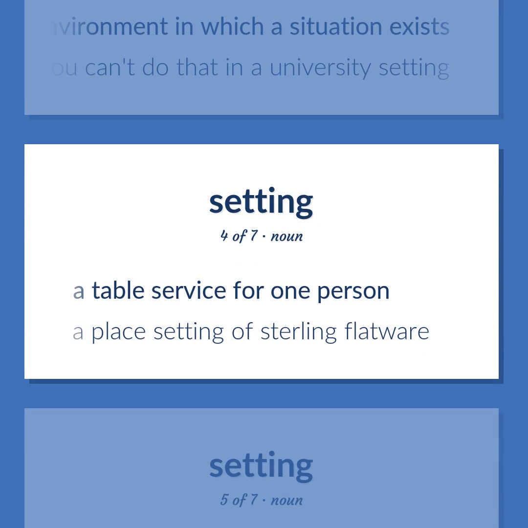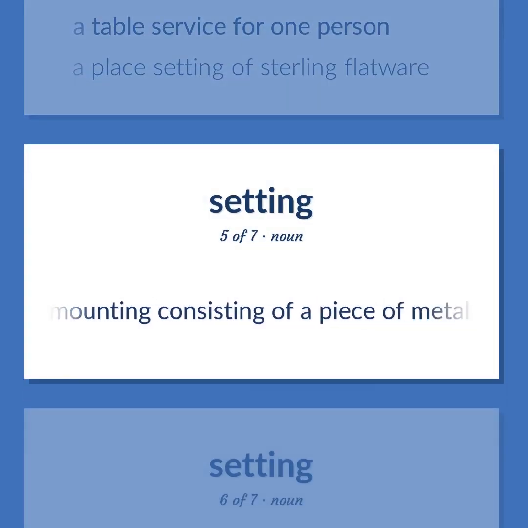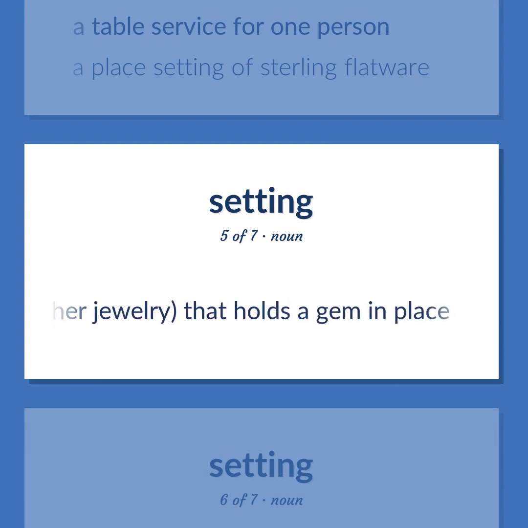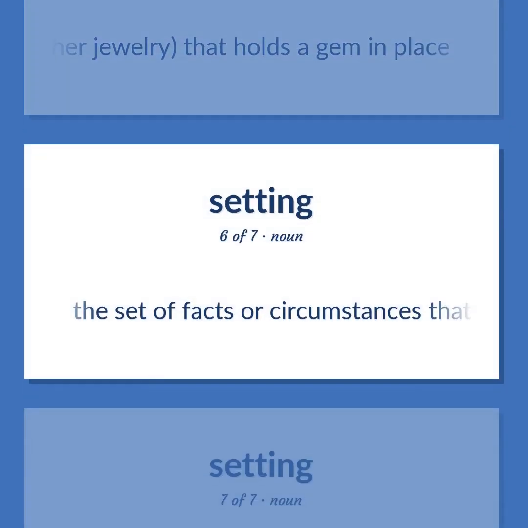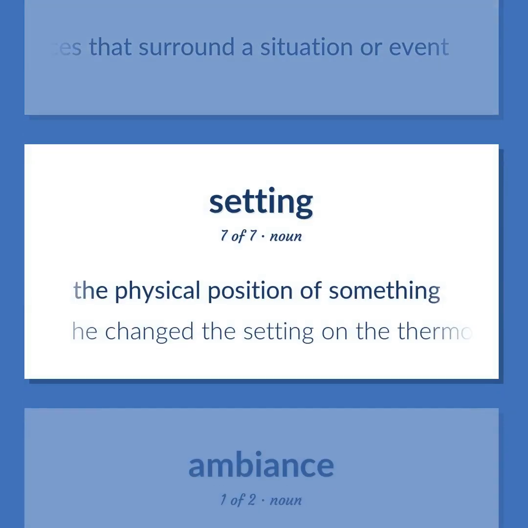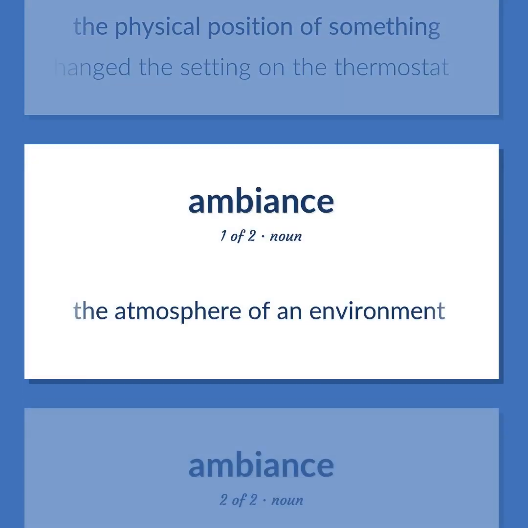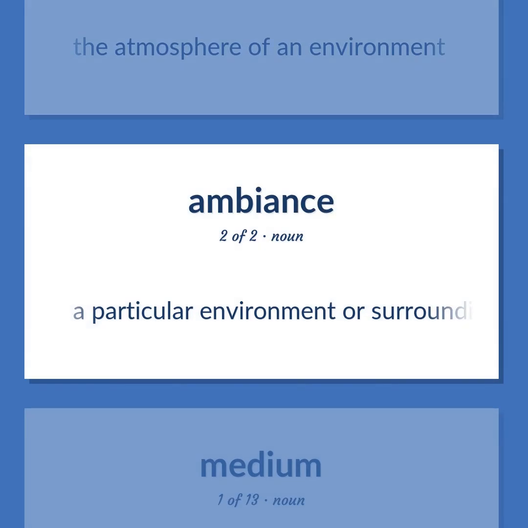A table service for one person. A place setting of sterling flatware. A mounting consisting of a piece of metal, as in a ring or other jewelry, that holds a gem in place. The set of facts or circumstances that surround a situation or event. The physical position of something. He changed the setting on the thermostat. The atmosphere of an environment. A particular environment or surrounding influence.